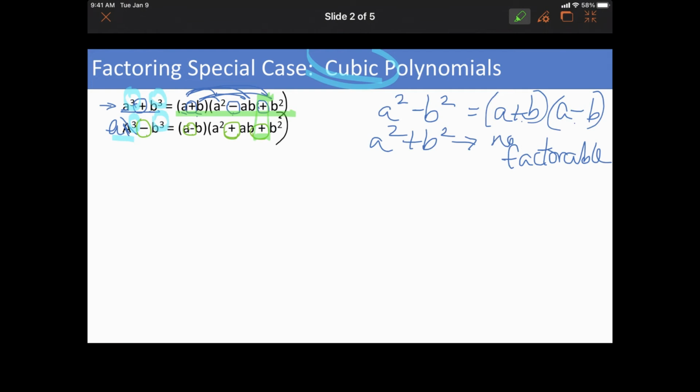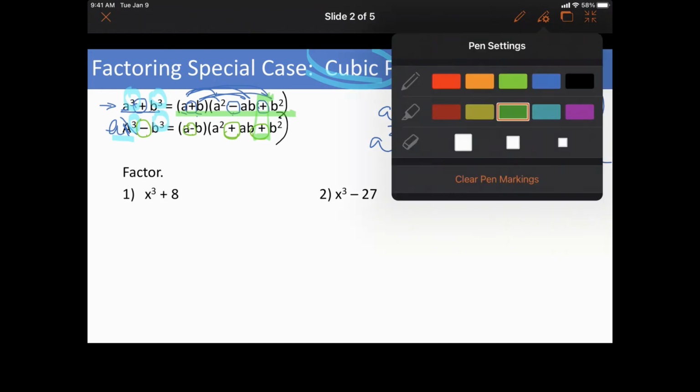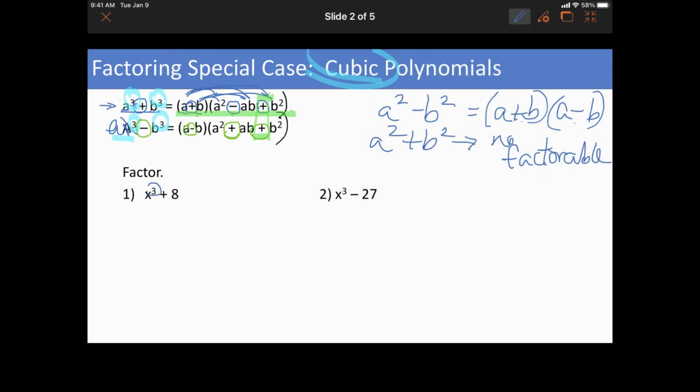Okay. So let's try a couple problems. So how do I know that it is a cubic? Well, I only have two terms. The first one clearly is a cube because you can see cube. And I can take the cube root of that and it'd be a nice integer. So the cube root of x cubed is x, so that's my a. Remember, the first thing you have to do is find a and b. And then the cube root of 8 is 2.